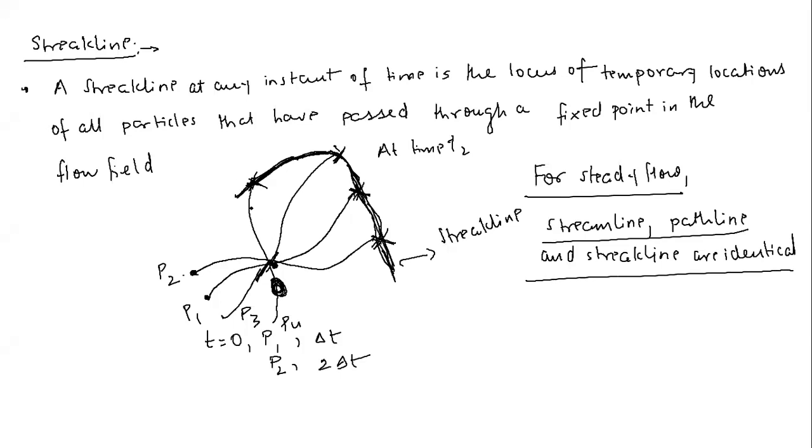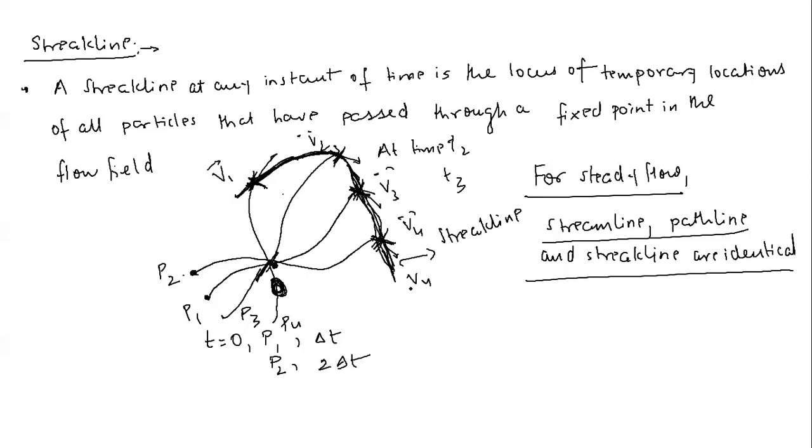That means at time t1, the velocity at these points was, let's say, v1 vector, v2 vector, v3 vector, and v4 vector. And after some time, let's say t3, again the velocity remained the same at all these points. So if you draw a tangent here, that will give you the direction of velocity. And this velocity vector is not changing with respect to time.